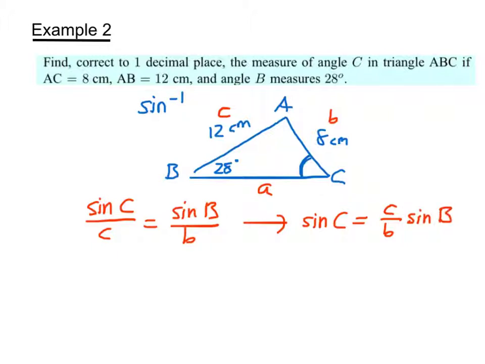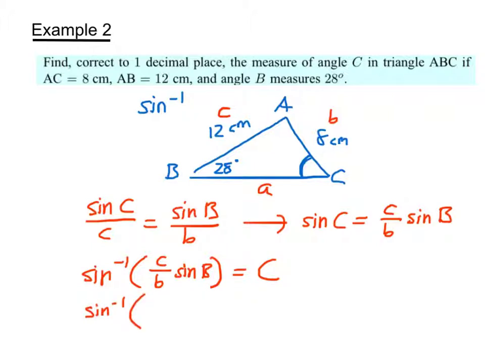And now I can take the inverse sine of C over B times the sine of angle B, which is going to give me angle C. And now I can plug in my numbers. So I have the inverse sine of 12 over 8 times the sine of 28 equals 44.8 degrees.